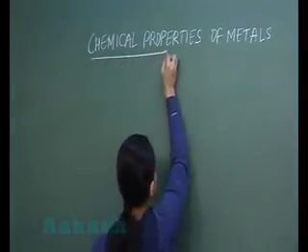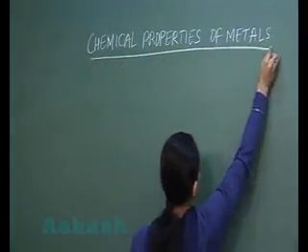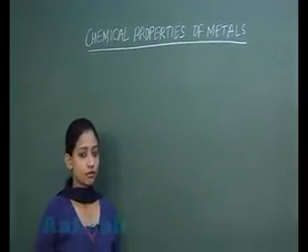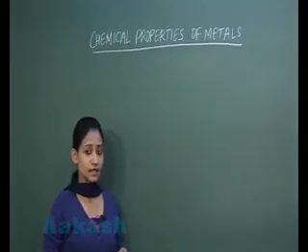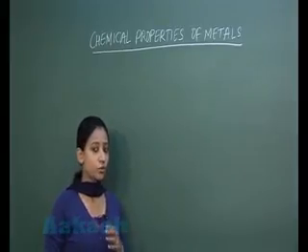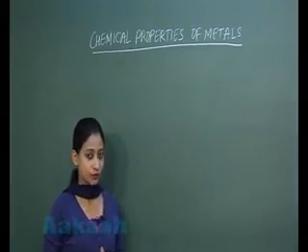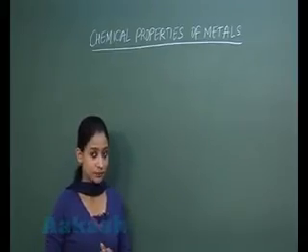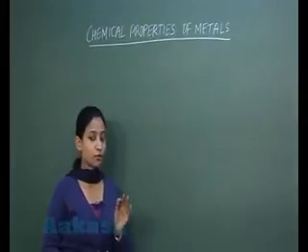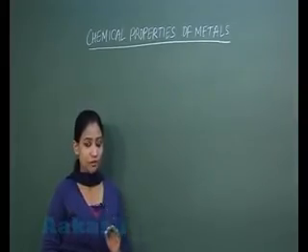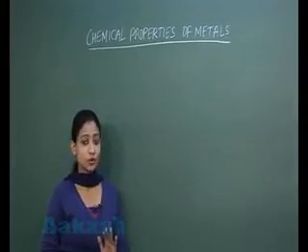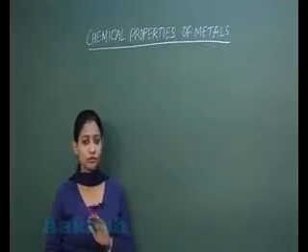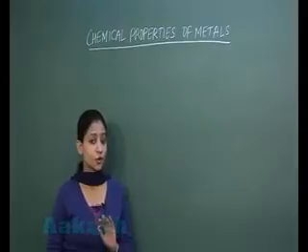So students, in this lecture we will study the chemical properties of the metals. The reason behind the chemical properties of the metals is that they have a tendency to easily lose one or more electrons from their valence shell. When they lose electrons, they form positively charged ions. So from the metal atom we get positively charged ions. Therefore metals are also known as electropositive elements. So the reason behind the chemical properties of the metals is their electropositive nature.